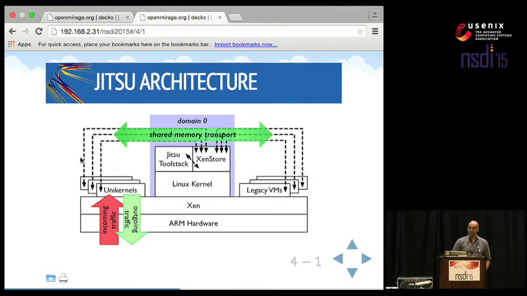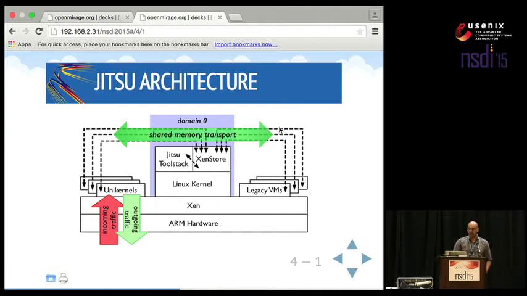And these unikernels all communicate with the toolstack through a shared memory transport provided by Xen using a database known as XenStore. And the Jitsu toolstack just sits there, and it uses the Linux kernel as normal in Xen to mediate physical hardware. And it also can spin up legacy virtual machines such as Linux. Legacy is possibly an inflammatory word. Conventional virtual machines such as Linux and Windows in order to provide services that you couldn't get in a clean slate unikernel.